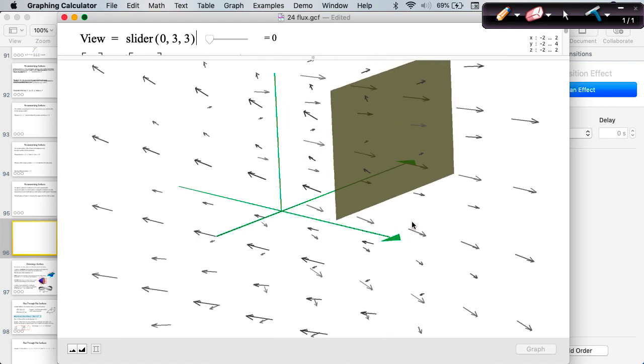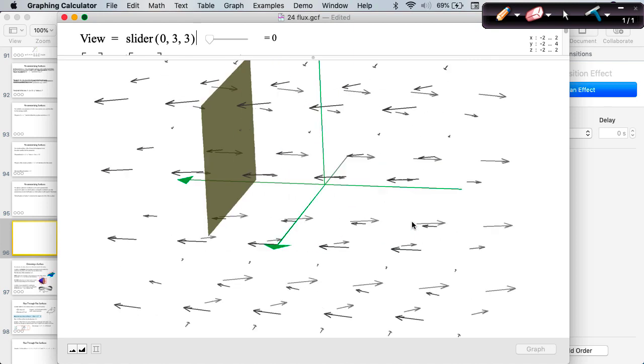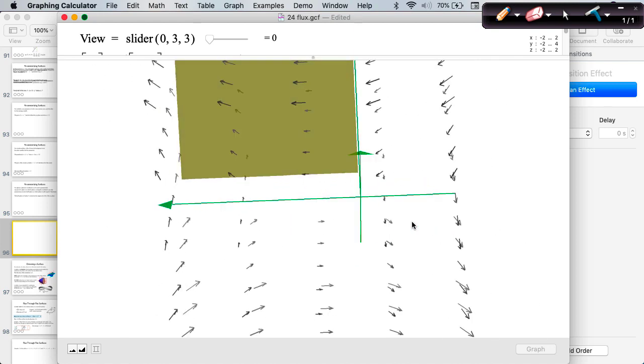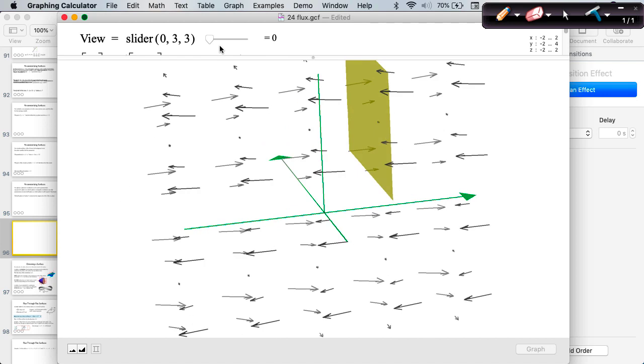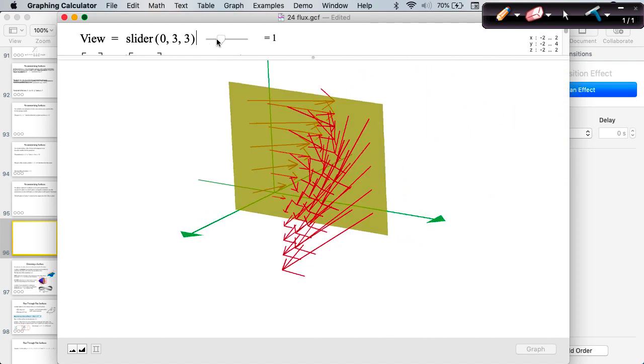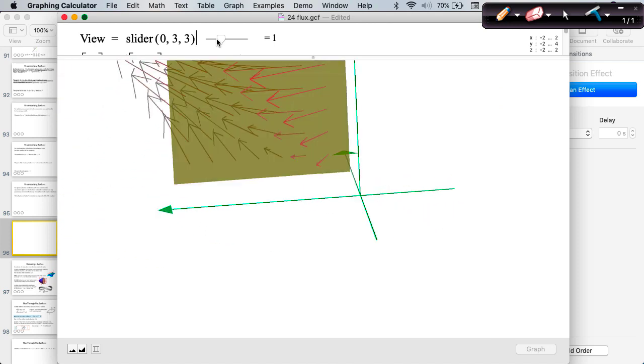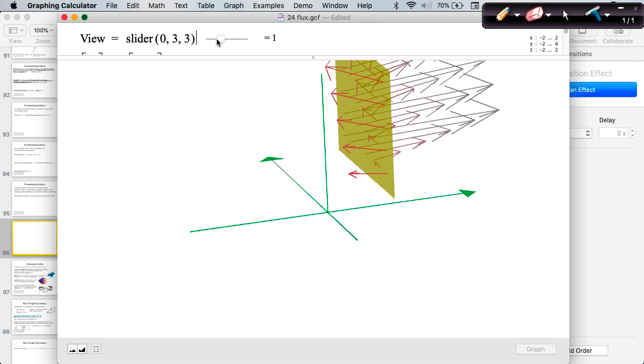Which vectors do I care about if I want to know the flux through that surface? The ones at the points of the surface, right? That's all I care about. So let's show those. Okay, so this is a sampling of the vectors that are at the surface itself.